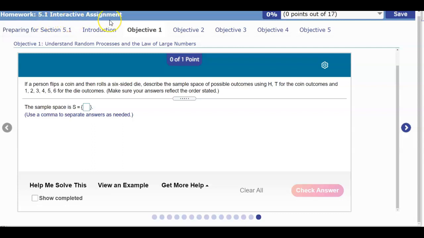Section 5.1 Interactive Assignment Objective 1. If a person flips a coin and then rolls a six-sided die, describe the sample space of possible outcomes using H or T for the coin outcomes, and 1, 2, 3, 4, 5, 6 for the die outcomes. You want to make sure your answers reflect the order stated, meaning that H and T are going to be first and your numbers are going to be second.